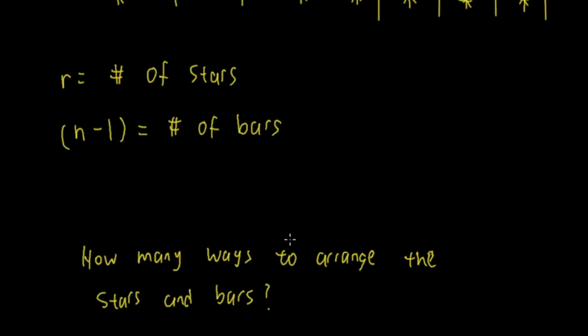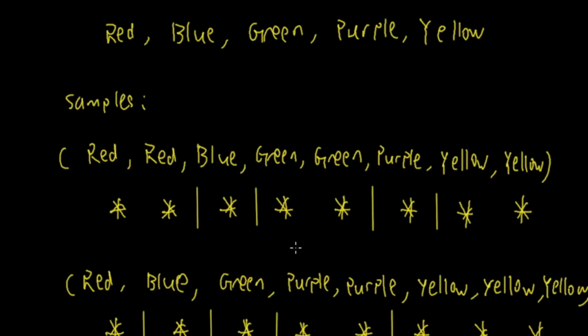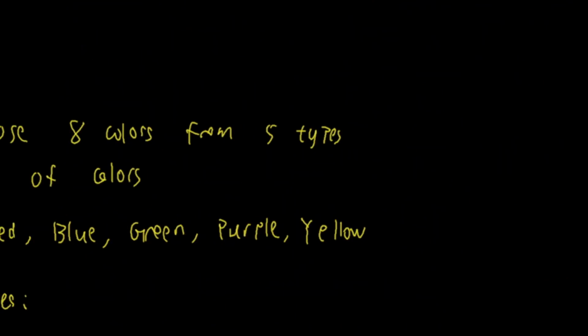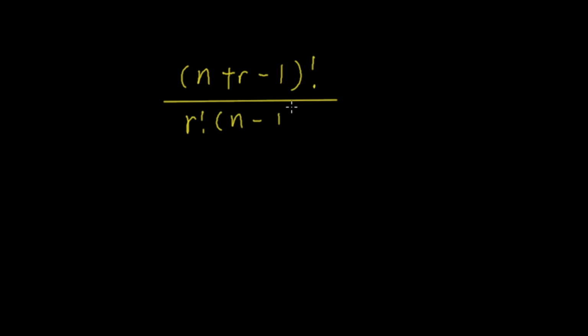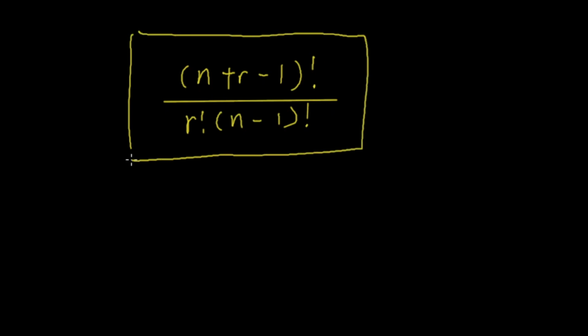Okay, so the formula should be this: n plus R minus 1 factorial divided by R factorial times n minus 1 factorial. So that is the formula to calculate how many ways you can choose with repetition. So that is the combination with repetition formula.